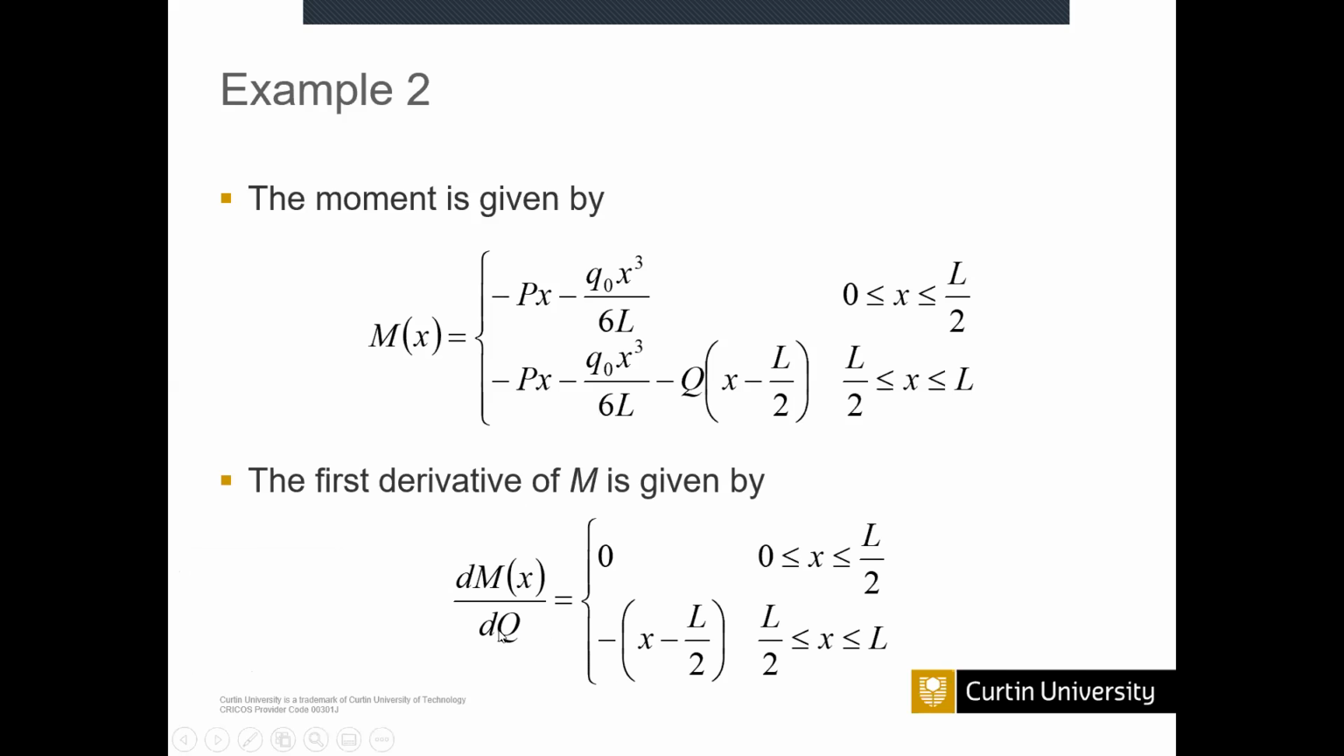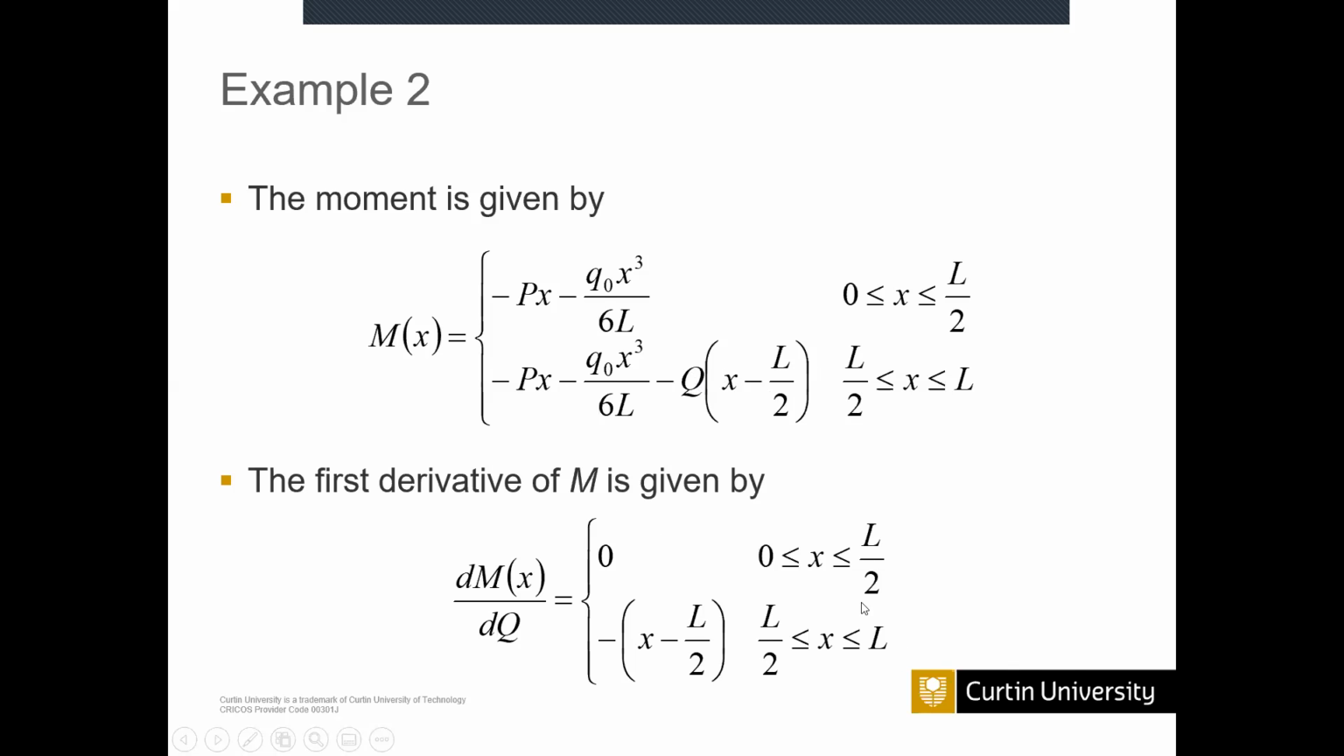So dM by dQ is equal to 0 for this part. That means it will not affect the 0 to L upon 2 part, because the dummy load does not affect anything before point C, which is available after L upon 2. So then in the L upon 2 to L region, this part will be 0. There is a Q, so it is equal to 1, then this part only. Differentiation, that's just differentiation, minus x minus L upon 2. This is the first derivative.